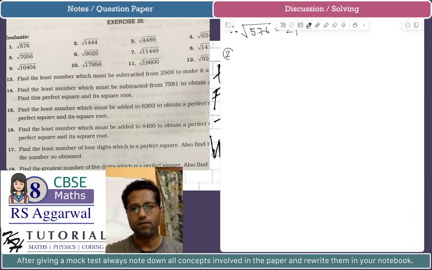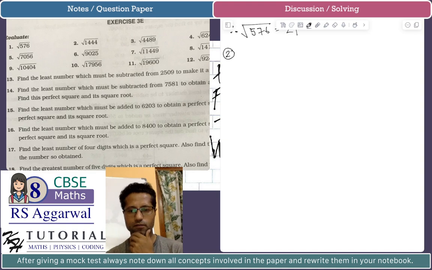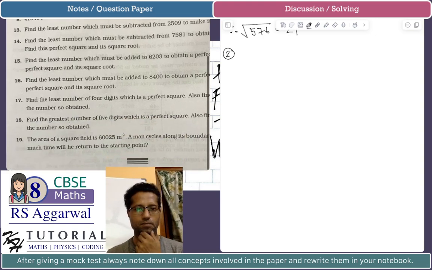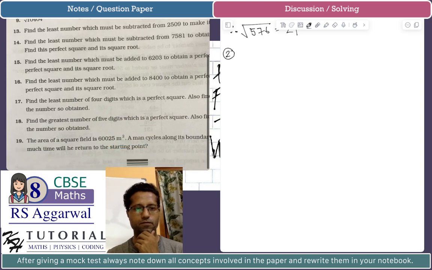Possibly I will find all the square roots, so that it will give you enough information of how the long division method actually works. So this video might go a little long, because after the square roots we have to solve a few word problems.